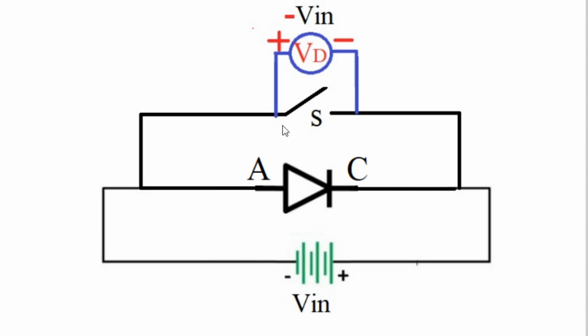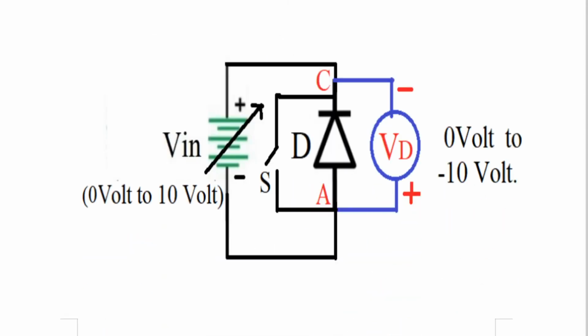But remember, the voltmeter VD, which is to be connected across the diode, has its positive connected to the anode of the diode only, and its negative to the cathode of the diode only. Therefore, this will be minus Vin, because the positive of the voltmeter goes to the negative of the battery and the negative of the voltmeter goes to the positive of the battery. Now there is one more diagram here, a vertical diode.